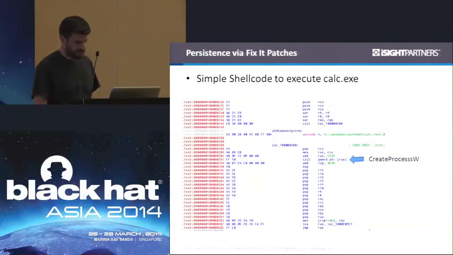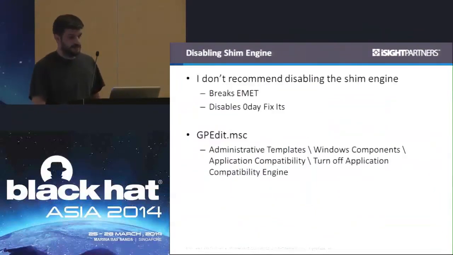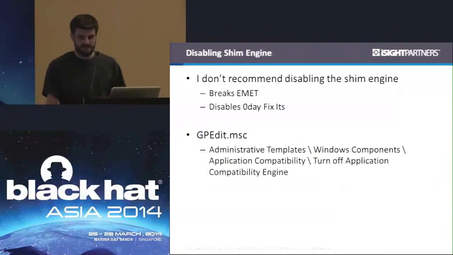So what can we do about this? You can disable the shim engine. You can do it through group policy. I don't recommend doing this. It will break EMET. It will basically make these zero-day fixes that Microsoft releases pointless. But it is possible. There's probably some other unintended consequences of disabling it.